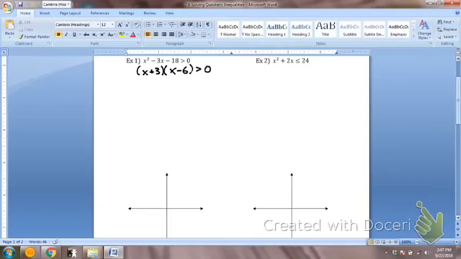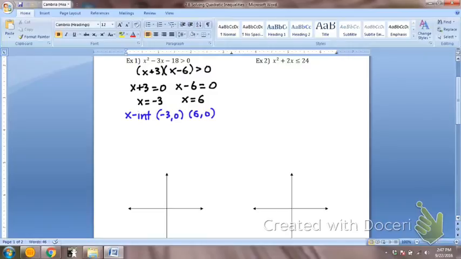Okay, so if I asked you to solve this out, we would set each of these what? Set them each equal to 0. I can get x to be negative 3 and x to be positive 6. So these are my x-intercepts at negative 3, comma 0, and 6, comma 0.